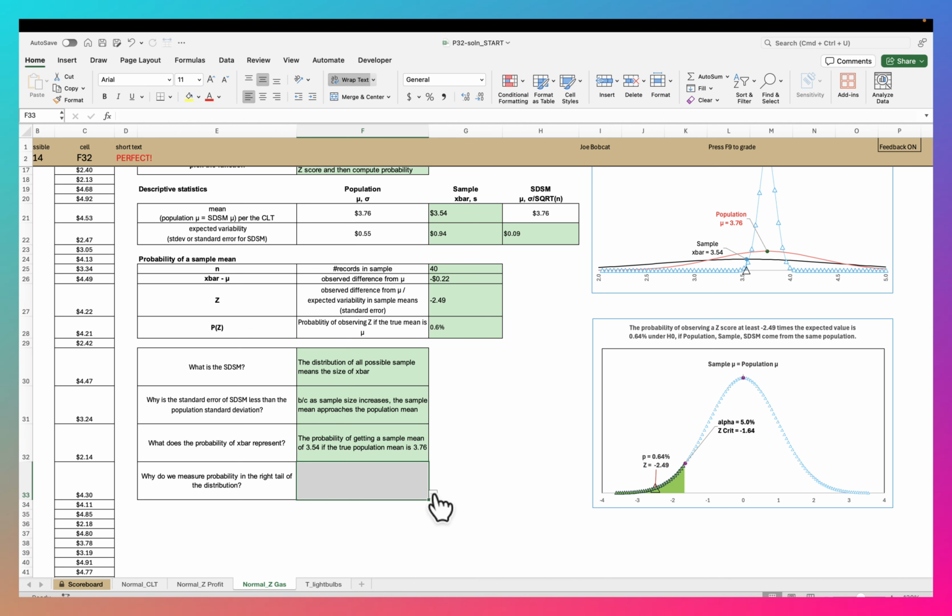And why are we looking at the right tail of the distribution? Actually, we're not. We're looking at the left tail. It diverges to the left. This is another thing I'm going to have to fix before you get it, but that should have said left tail.